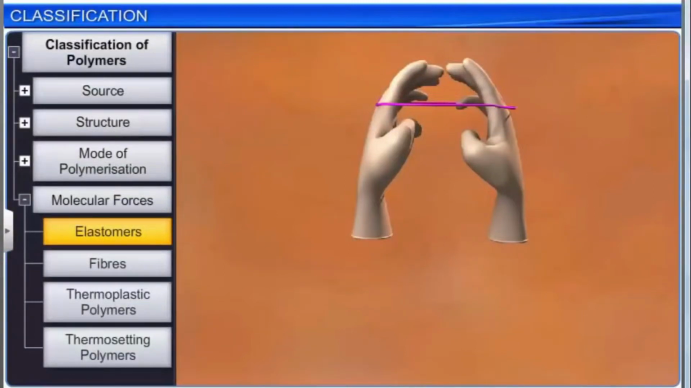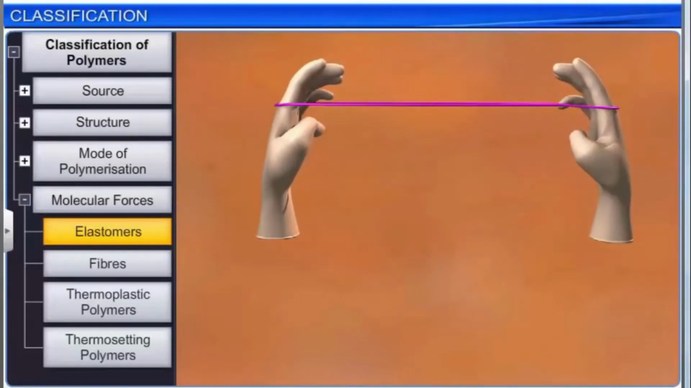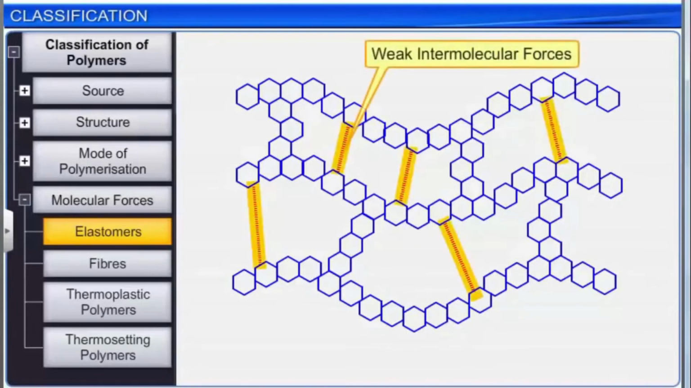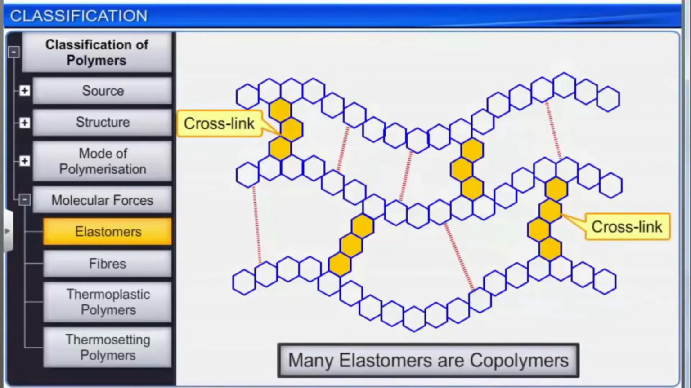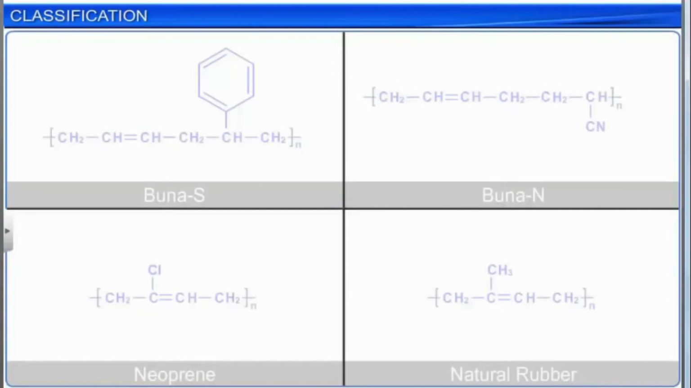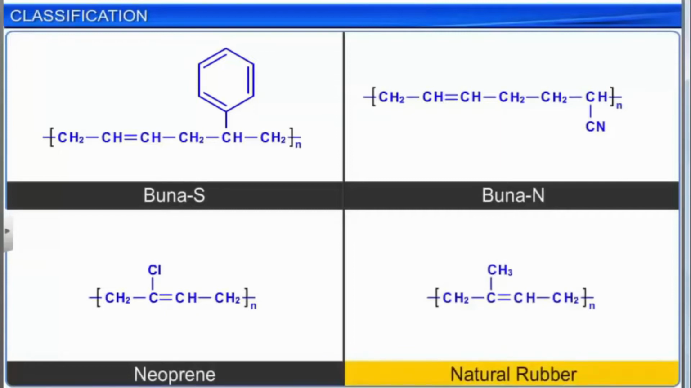Elastomers are rubber-like solids with elastic properties. An elastomer can be stretched to many times its original length. It snaps back to its original length when the external force is released. The polymer chains in elastomers are held together by very weak intermolecular forces. There may be a few cross-links between chains. Many elastomers are copolymers. Examples of elastomers are Buna S, Buna N, Neoprene, and Nitrile Rubber.